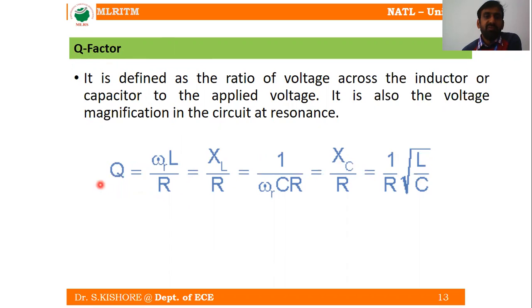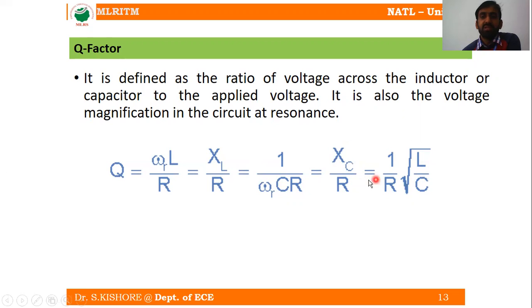So this quality factor Q is going to be equal to omega R L by R, which is nothing but XL divided by R, which is equal to 1 by omega R C R, which is nothing but the reactance over here. 1 by omega R C is equal to XC, so it is XC divided by R, and omega into L is going to become XL. That is the reason why it is nothing but XL divided by R.